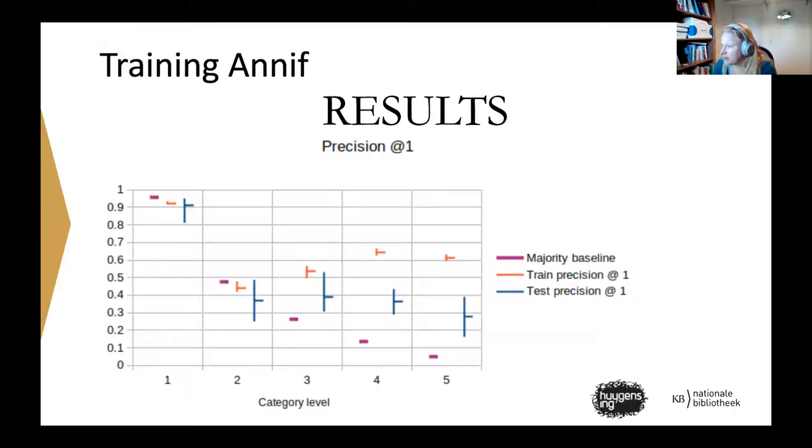So what you see in the graph is the majority baseline in purple, and the precision at 1 for both the test set in blue and the train set in red. So the precision at 1 means that for the highest ranked subject that is suggested, you measure whether that's actually also assigned to the document manually. And you can see that the train precision is much higher than the test precision, and that's mostly because the amount of data was very limited, so you have a lack of generalization of the model.